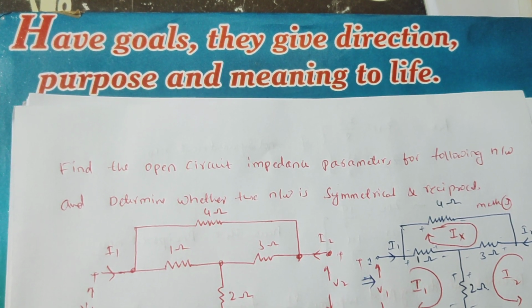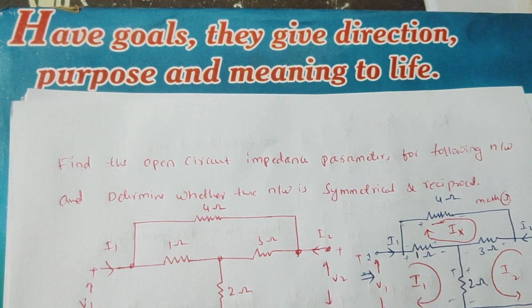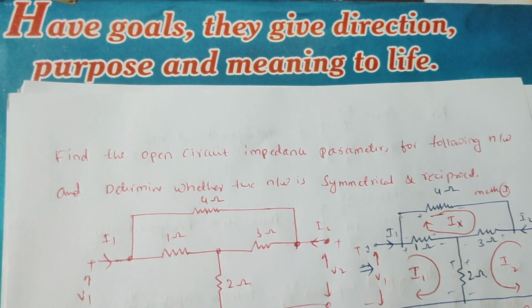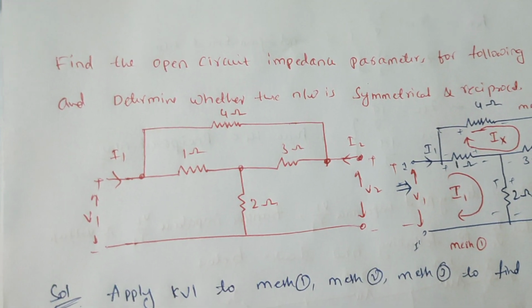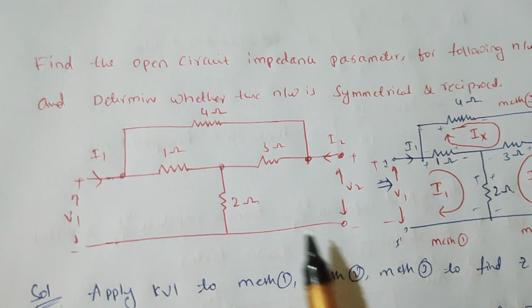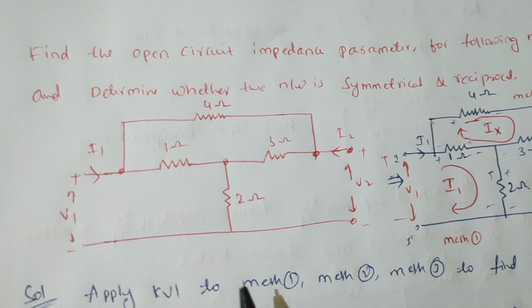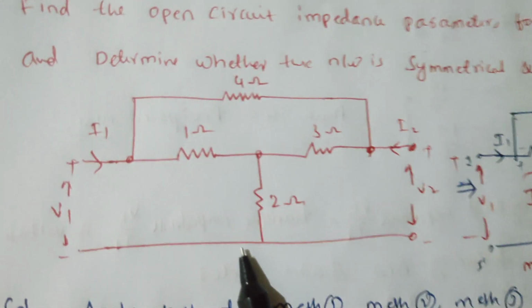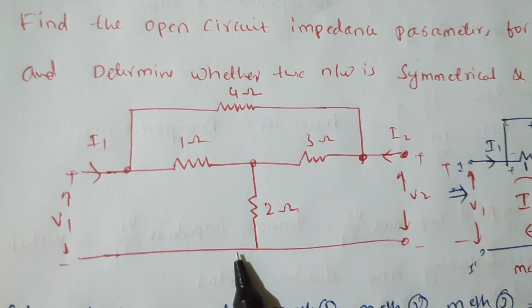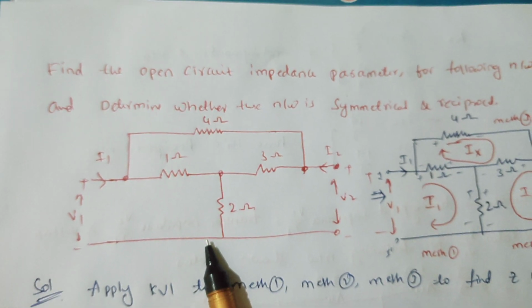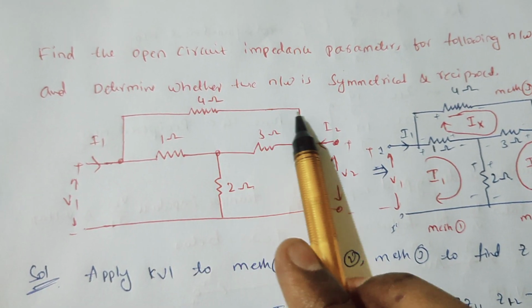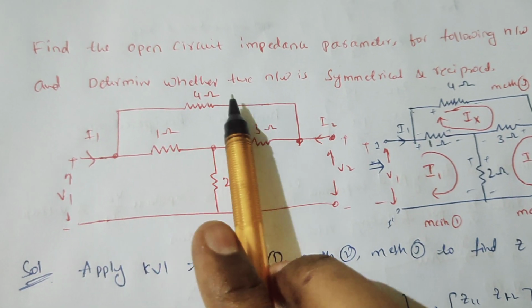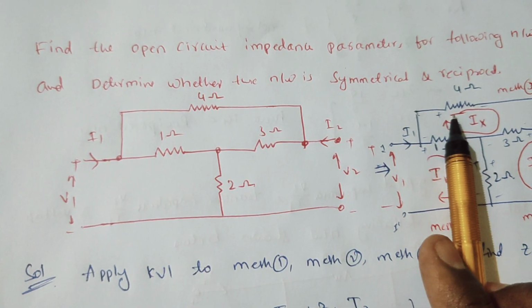Hello everyone. Today I am going to explain one problem on two-port network parameters. In this one, we have to find the open circuit impedance parameters for the following network. This network is called a bridge T network. We have to find the open circuit impedance parameters and determine whether the network is symmetrical or reciprocal.